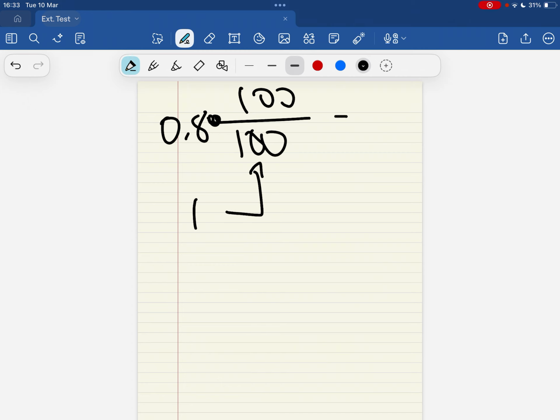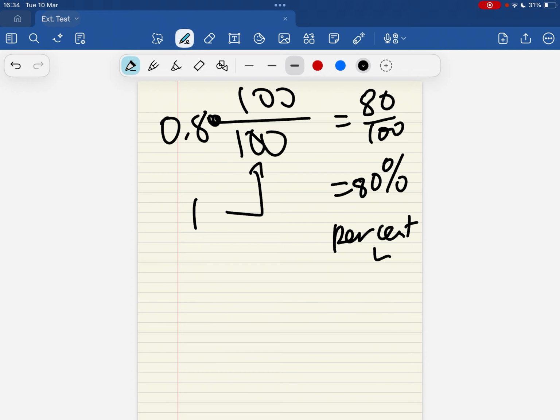And this allows you to get 80 over 100, which you can then say is 80%. The reason it's called percent is because cent, if you study Latin, means 100. Century, cent, what else do we have? Centipede just means 100. And so percent means out of 100. You want to make a fraction with 100 on the bottom to be able to convert it to a percent.